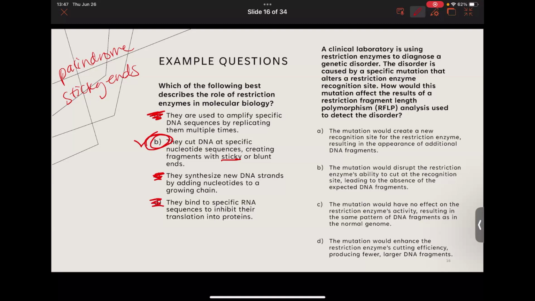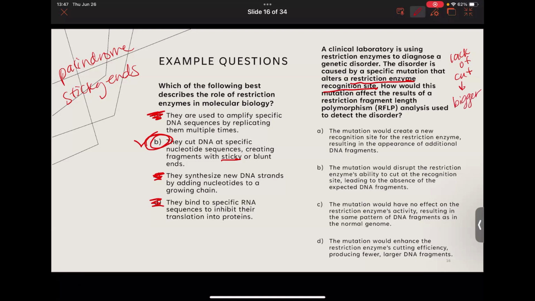Next question, a clinical laboratory is using restriction enzymes to diagnose a genetic disorder. The disorder is caused by a specific mutation that alters a restriction enzyme recognition site. So instead of cutting at that site, now we have a lack of a cut. How would this mutation affect the results of the fragments that result? So I'm imagining if you're not cutting at a place, you're going to have bigger fragments.